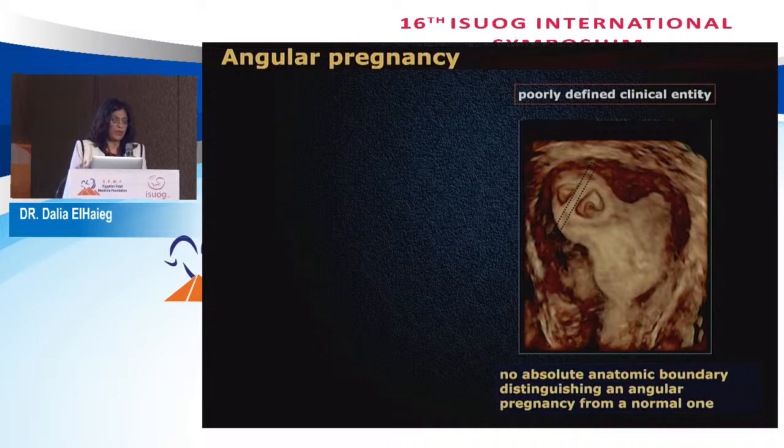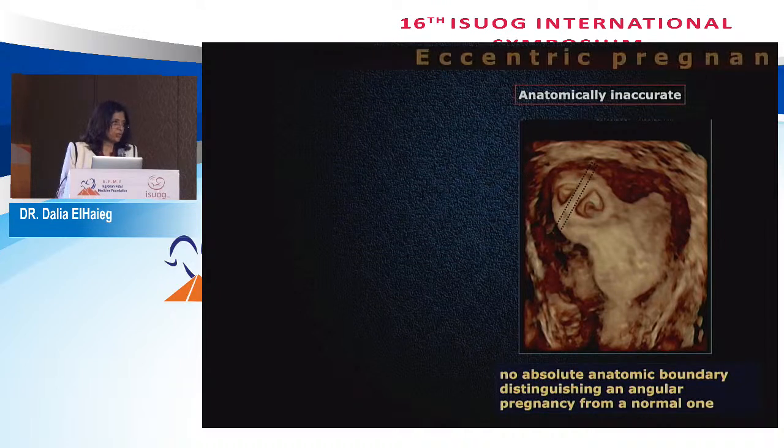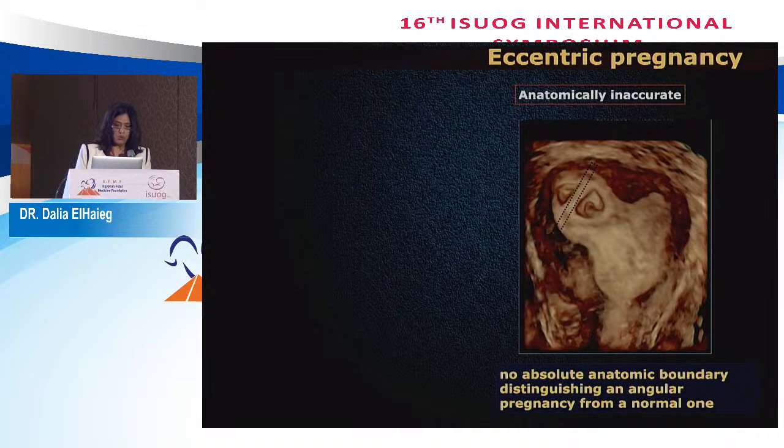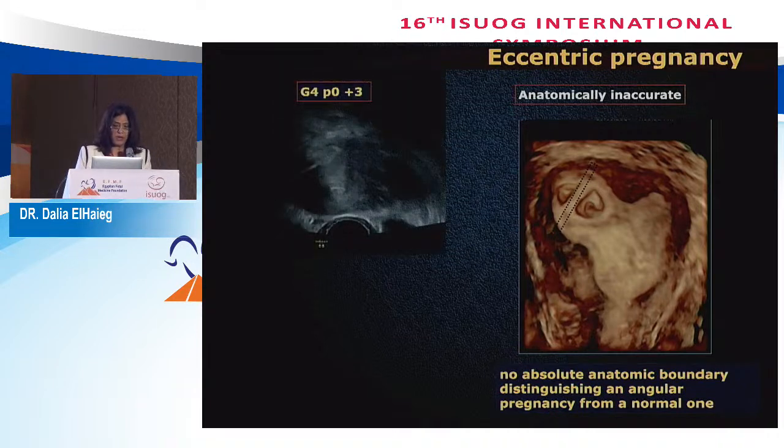The problem with angular pregnancy is that it is a poorly defined clinical entity. You can see this image, and there is no anatomic boundary where I can say this is angular and this is normal. It's not a very clear distinction where the anatomic site of angular pregnancy is. So it's an anatomically incorrect term, and it was suggested to be replaced by eccentric pregnancy.